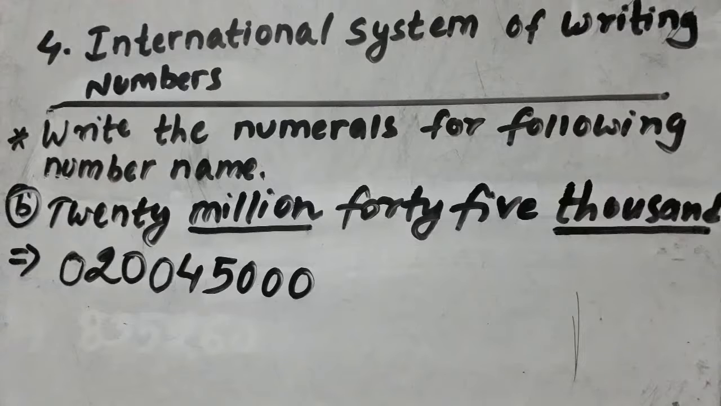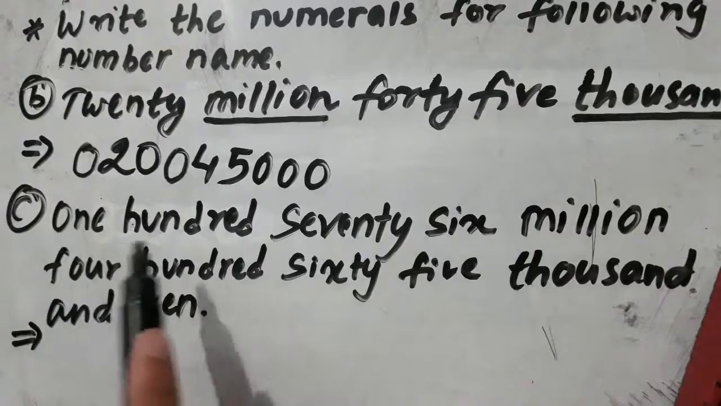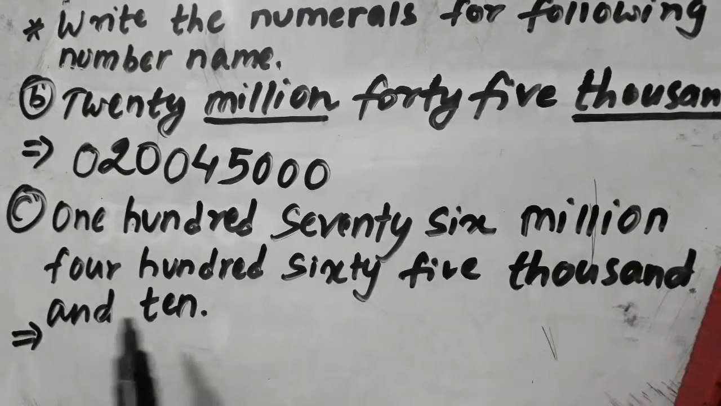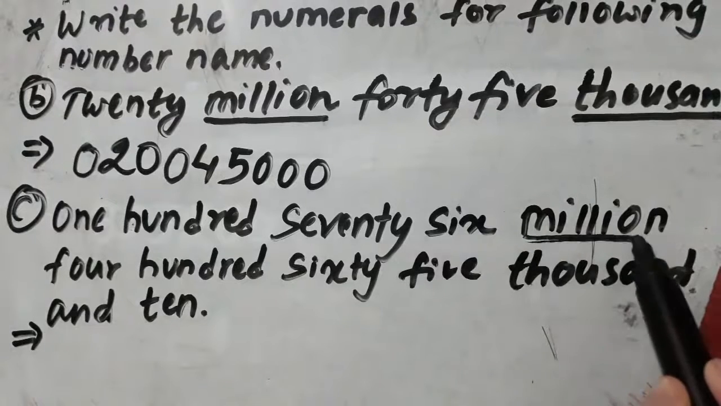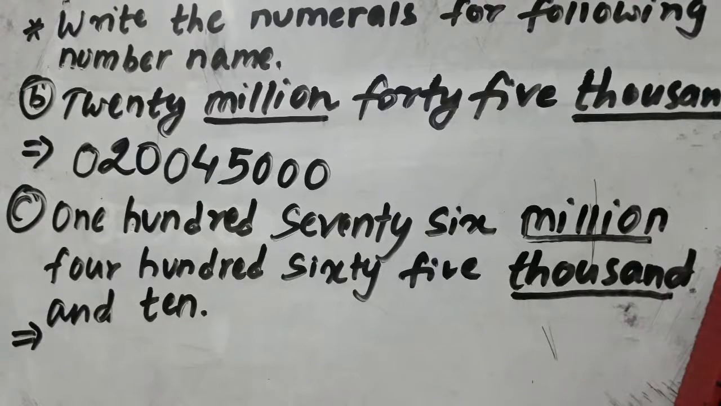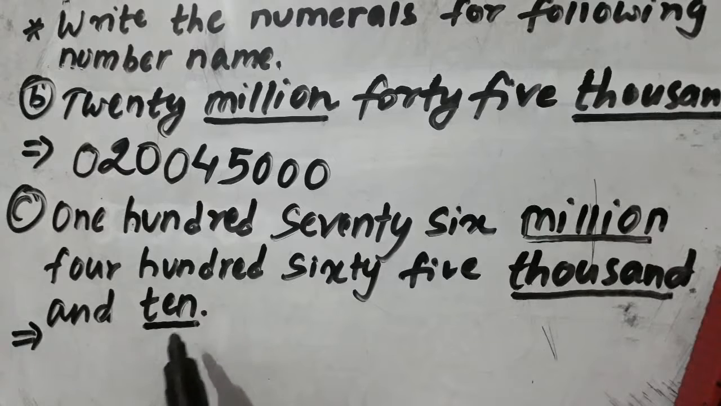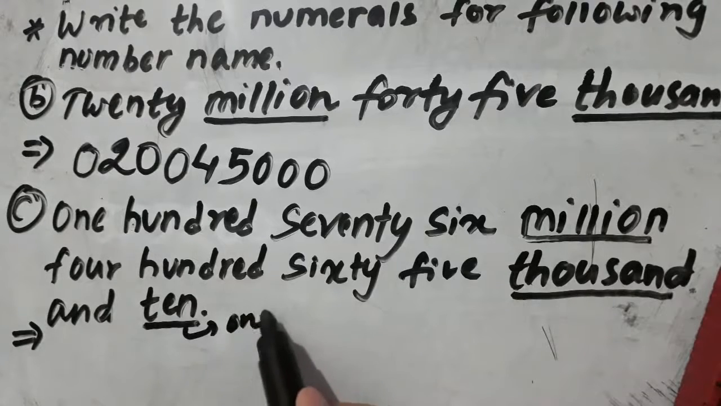So students, hope you have understood. Let's take one more question to be clear. Here in C number, 176,465,010 is there. Now students, let's first underline the periods. So here it is the period of million. Similarly here it is the period of 1000. And after 1000 whatever is there, that is the period of ones. So after 1000 there is 010. So this 10 comes under the period of ones.